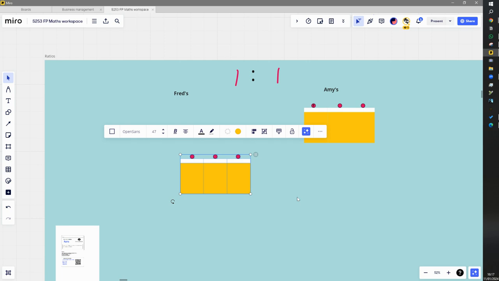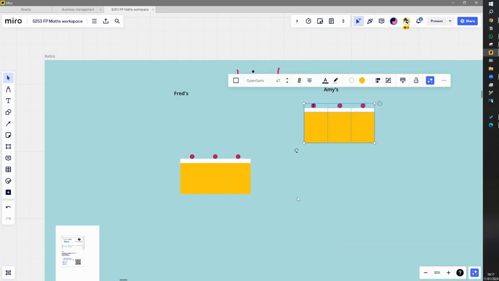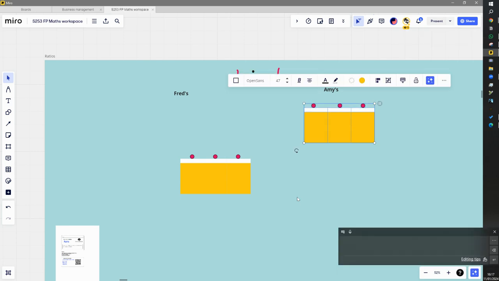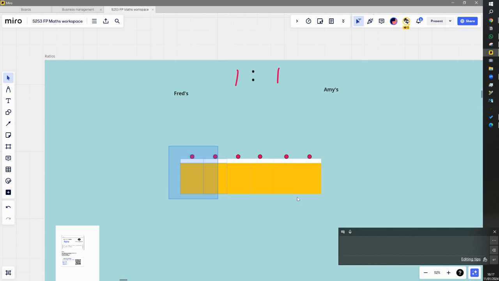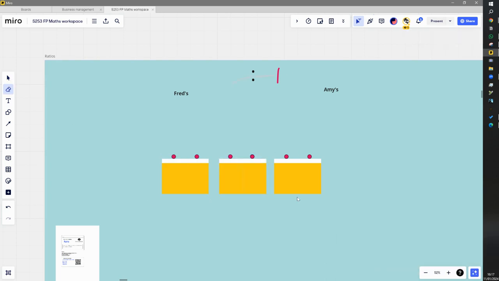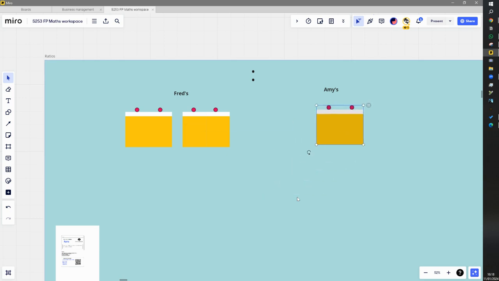Well, let's put it back together again, and we'll divide it in a different way. That's what's happened there. Okay. So divide it a different way. So this time what we're going to do, we're going to divide into 3 bits. Okay, so I've chopped it into 3 parts. And I'm going to give 2 of those parts to Fred and 1 part to Amy.